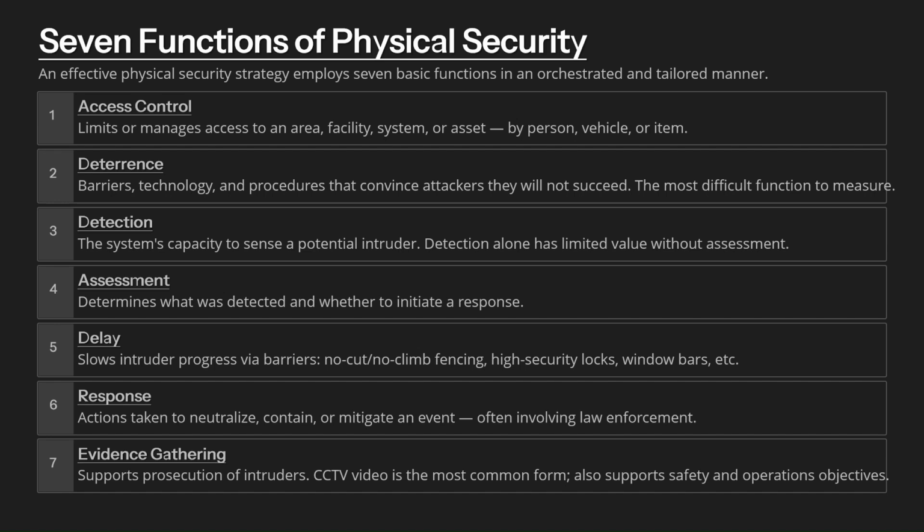Building on the 4 Ds, physical security can be broken down into 7 key functions. Access control ensures that only authorized individuals can enter a facility or system. Deterrence uses visible measures, like guards and signage, to discourage threats. Detection identifies unauthorized activities through systems like alarms and surveillance. Assessment helps verify whether a detected event is a real threat and determines the appropriate response. Delay slows down intruders using physical barriers such as locks, fences, or secure doors.